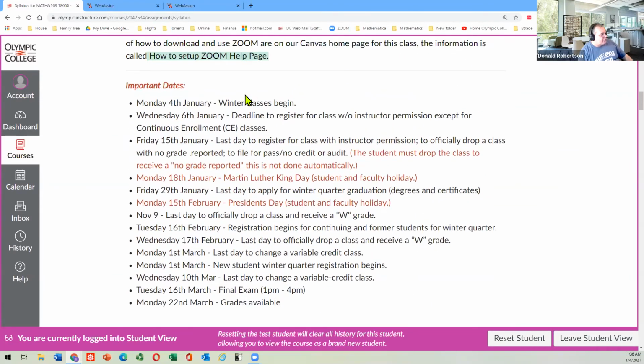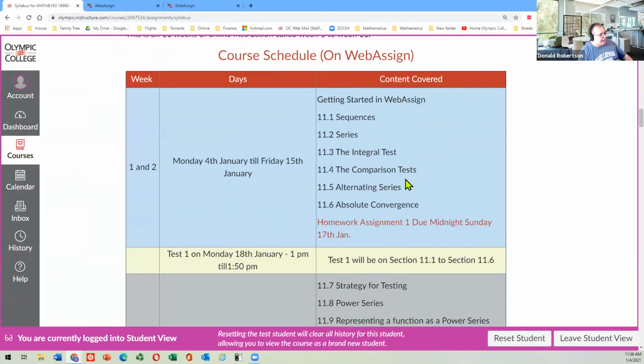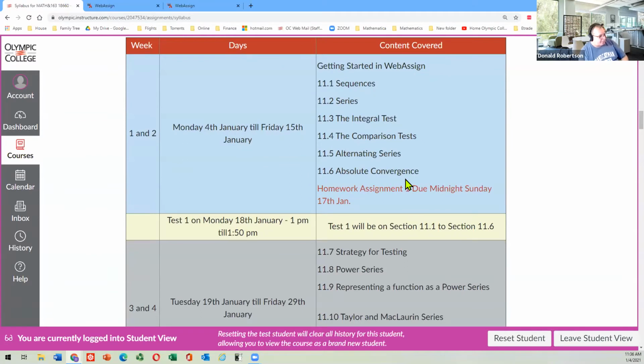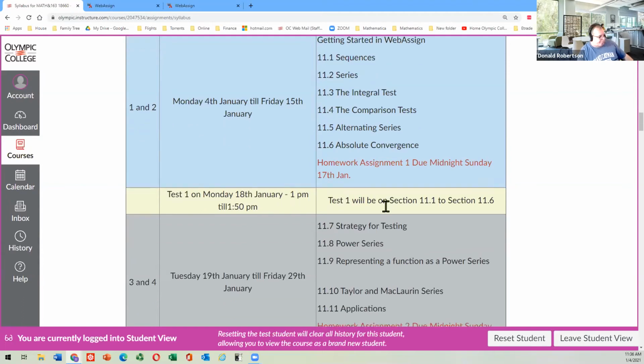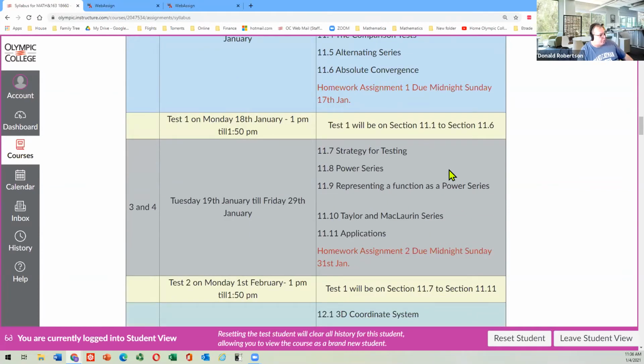Here is a whole calendar of important dates. And here we go. Things are broken into 2-week chunks. In this class, the first 2 weeks are going to deal with 11.1 to 11.6, essentially the first half of chapter 11. And we're going to look at various sequences and series. And then there will be a test on Monday, and it will be from 1 to 1:50. So it's just a 1 hour test we're having.